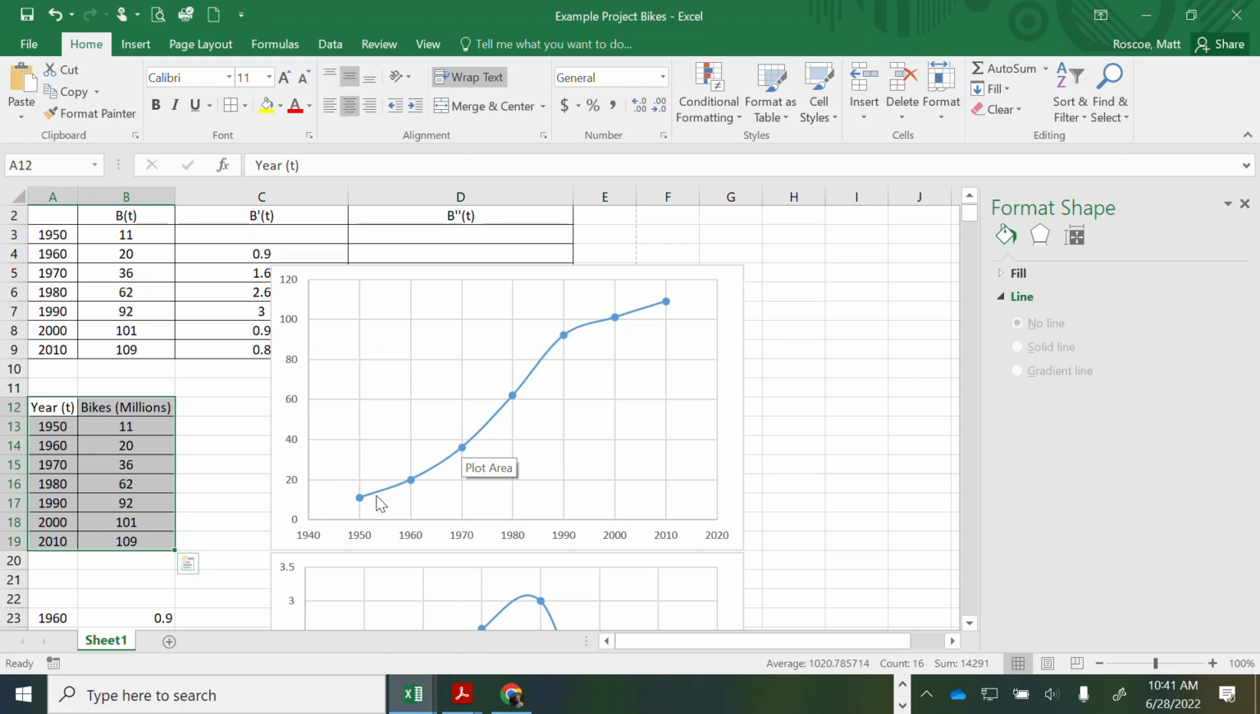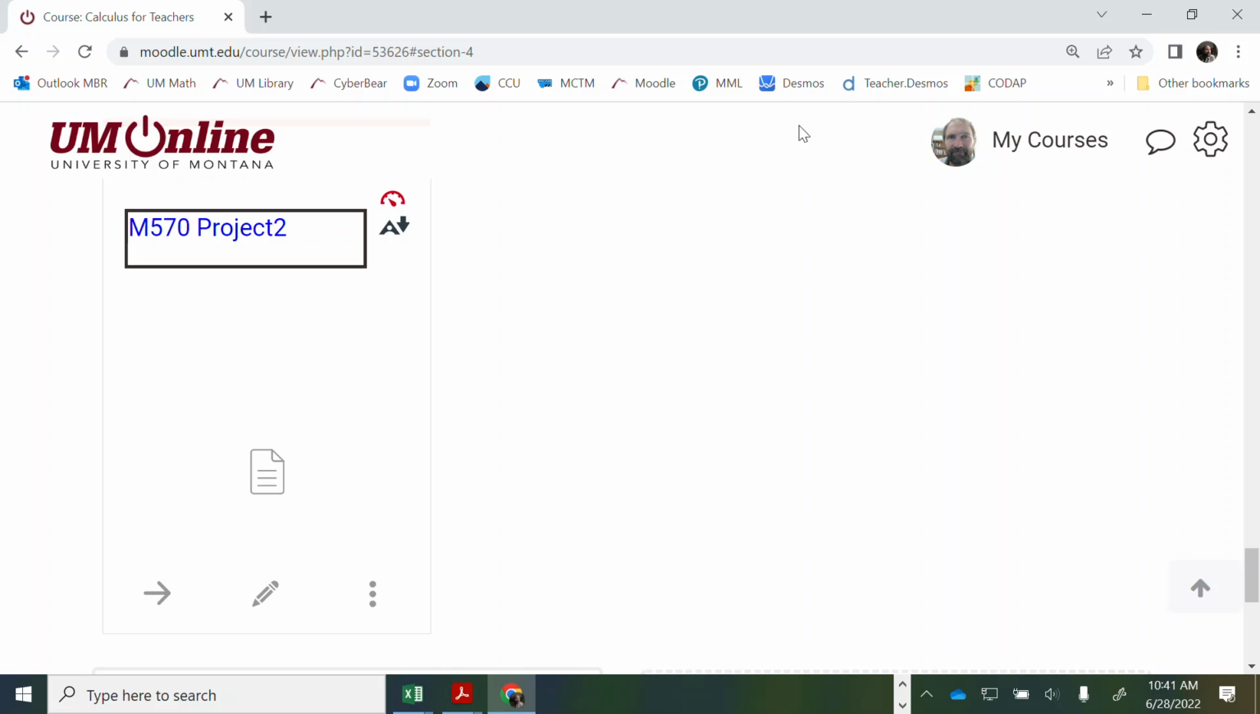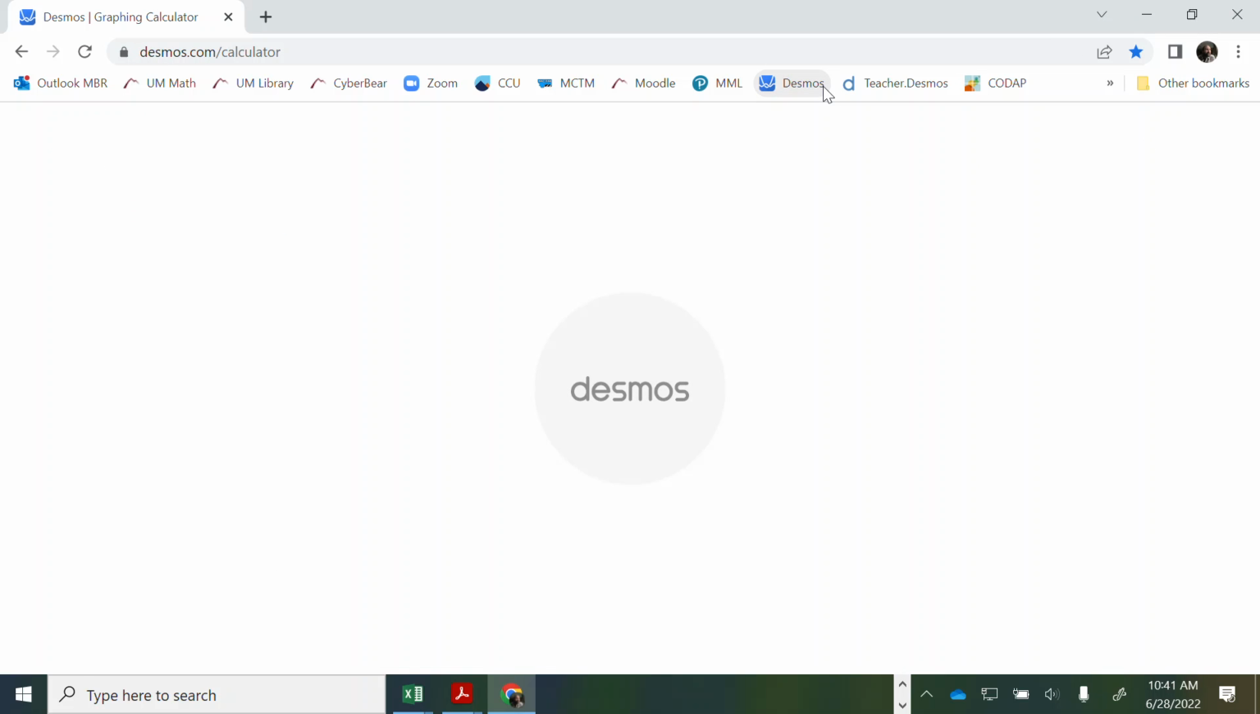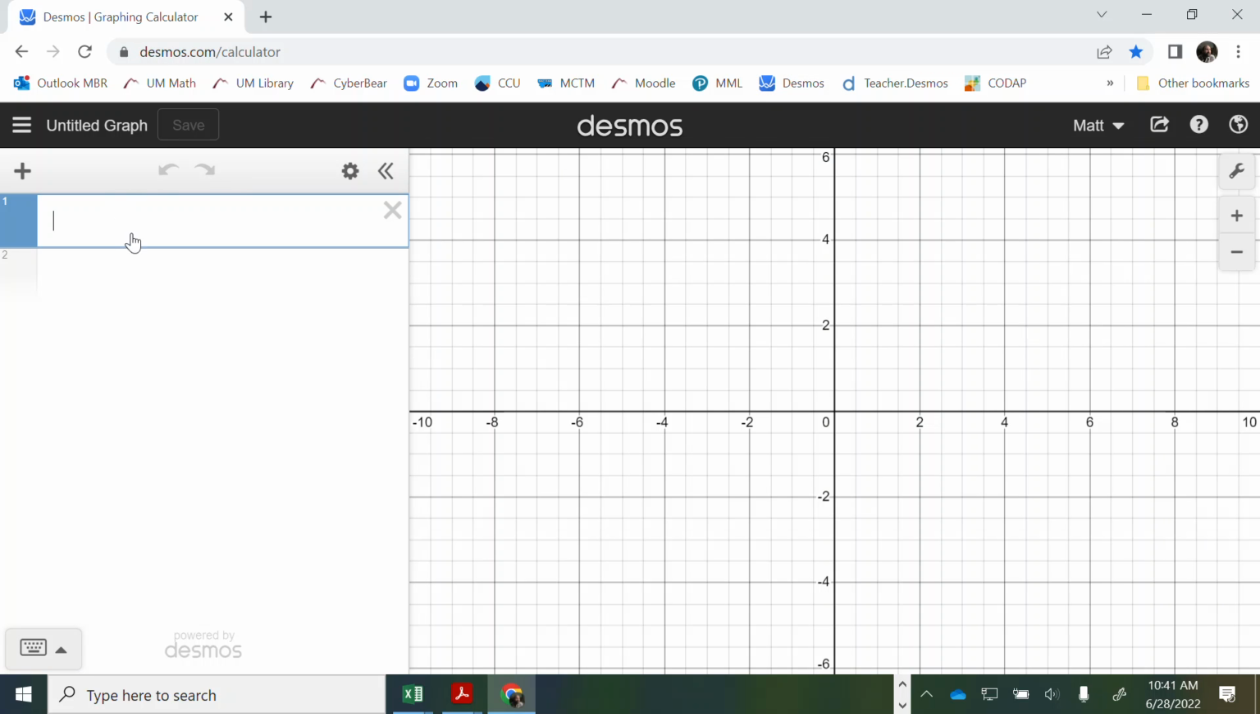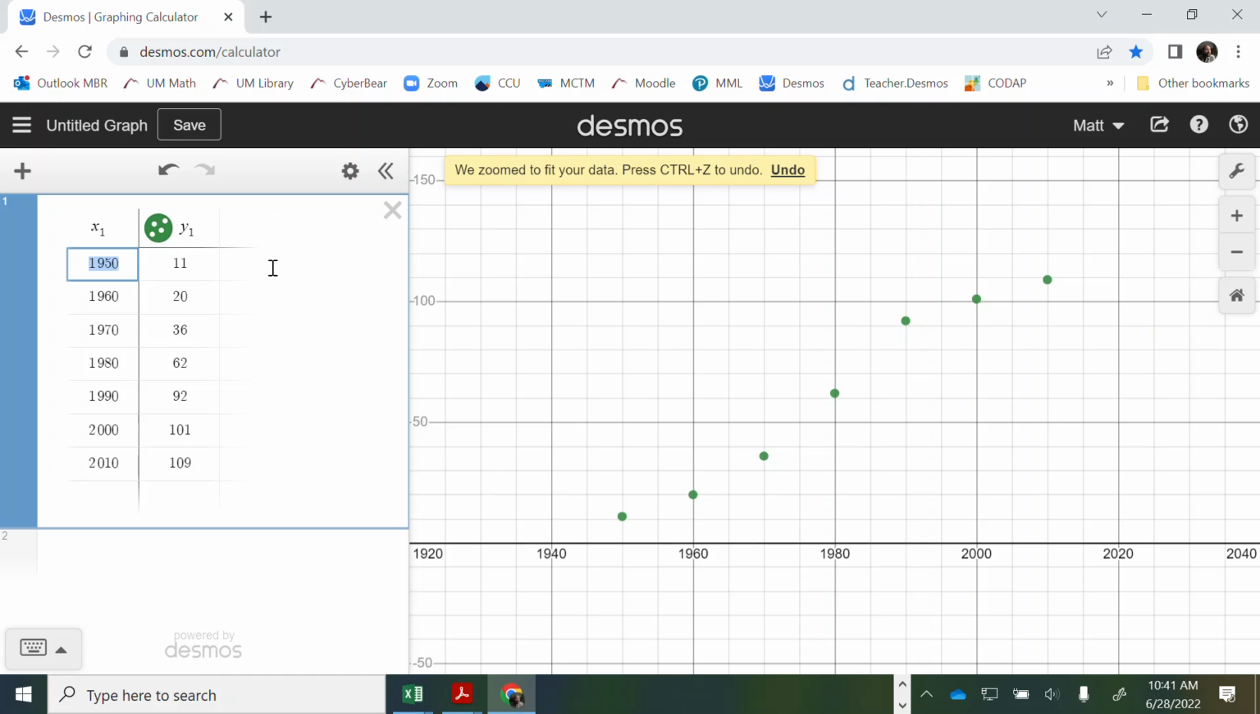But what we're going to try to do is find a function that passes through this data. So I'm going to copy this, and once I copy it, I can go over into Desmos and dump it in there. And there it is. It looks like that. My hope is that I can find some sort of function that models this data.